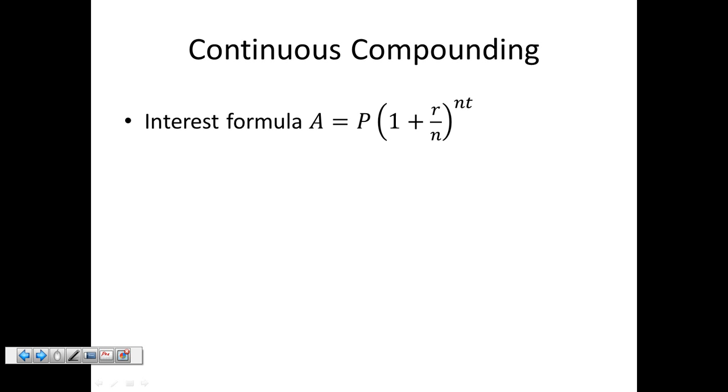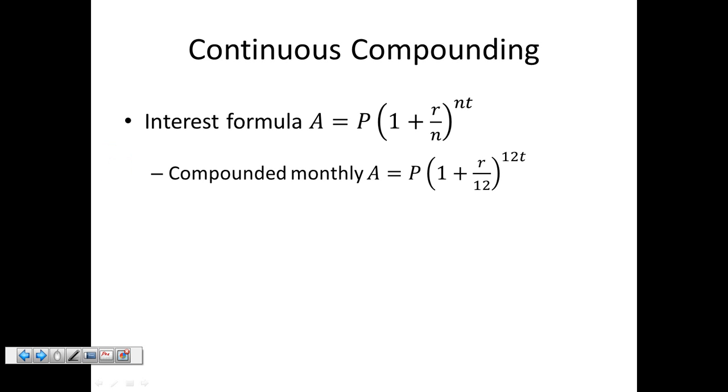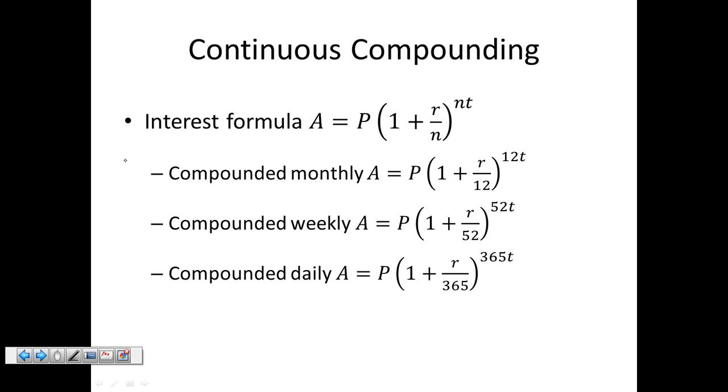And then we have a power n times t. Again, n is the number of times that it's compounded, and t is the number of years. If we compound monthly, we just simply put a 12 in where that n is. If we compound weekly, we use 52 because there's 52 weeks in a year. If we compounded daily, we would put 365 because that's the number of times that we're compounding.